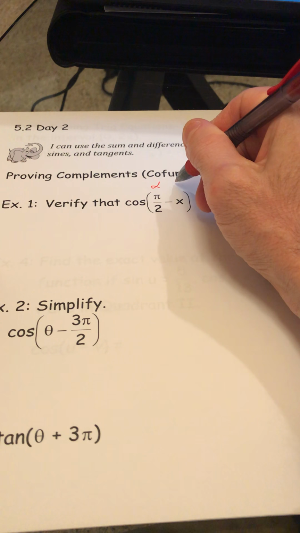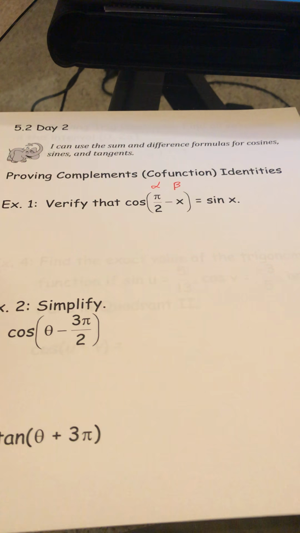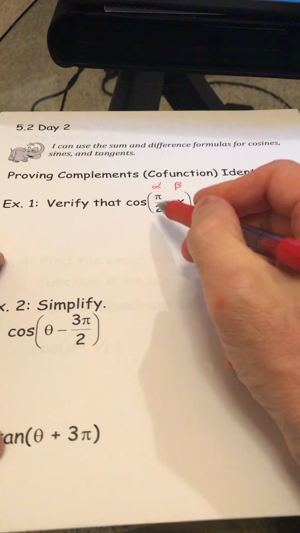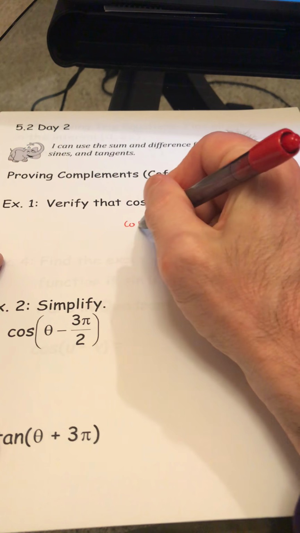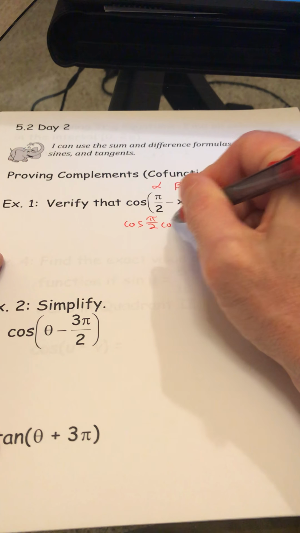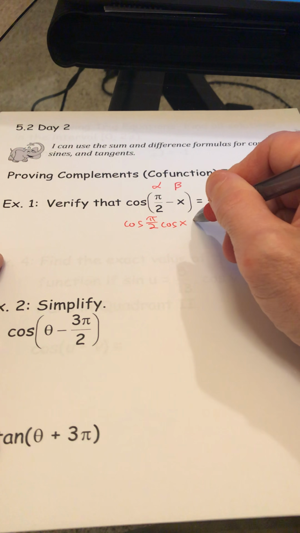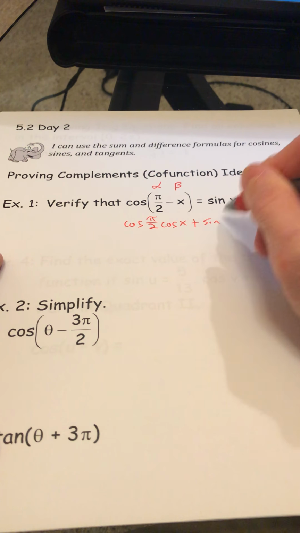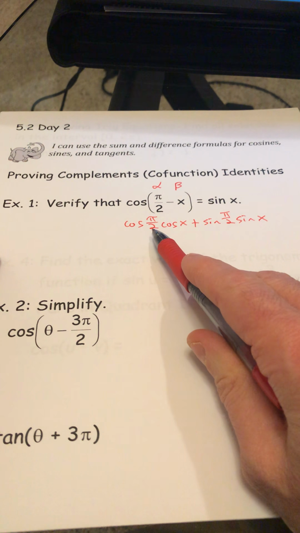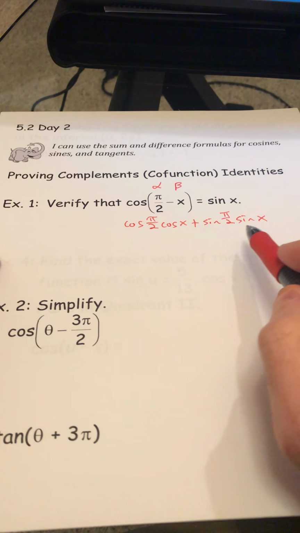We're going to use pi over 2 as alpha. We're going to use x as beta. And we are going to use the cosine difference formula. So the cosine of pi over 2 minus x will become cosine pi over 2 times cosine x plus sine pi over 2 sine x. Now we're going to use some exact values to continue simplifying.